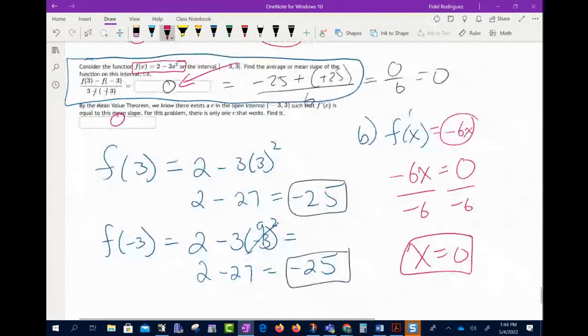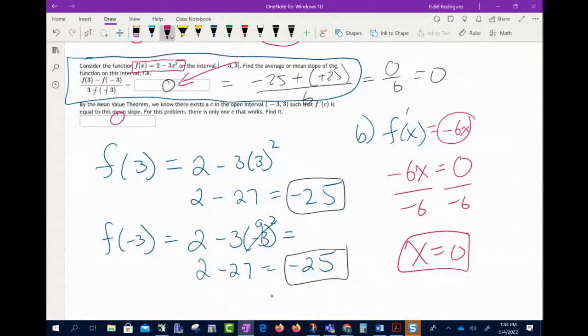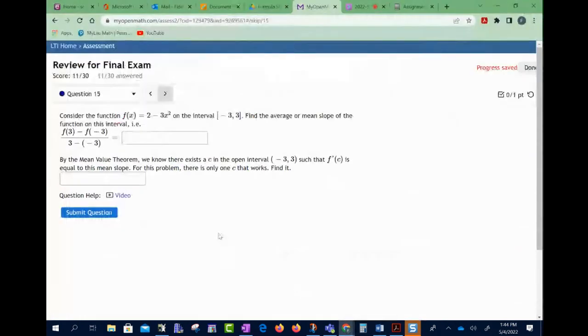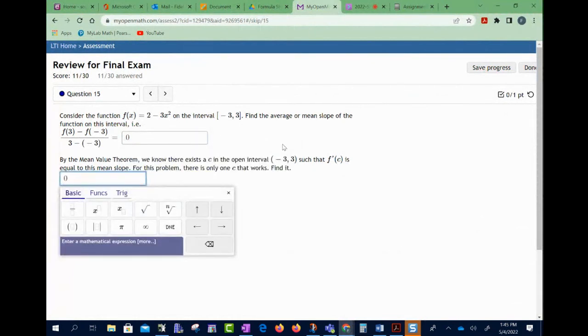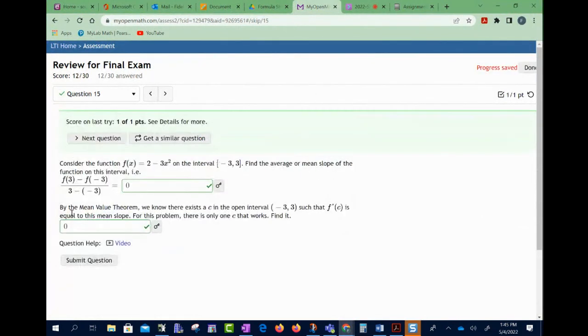Whatever answer we came up with, we take our derivative, y'all, and we set it equal to the answer that we came up with in the first part. And then we solve for x. So in this case, for both of them, I came up with 0. So I'm going to put a 0 here and a 0 there, submit it, and there we go, we got it.